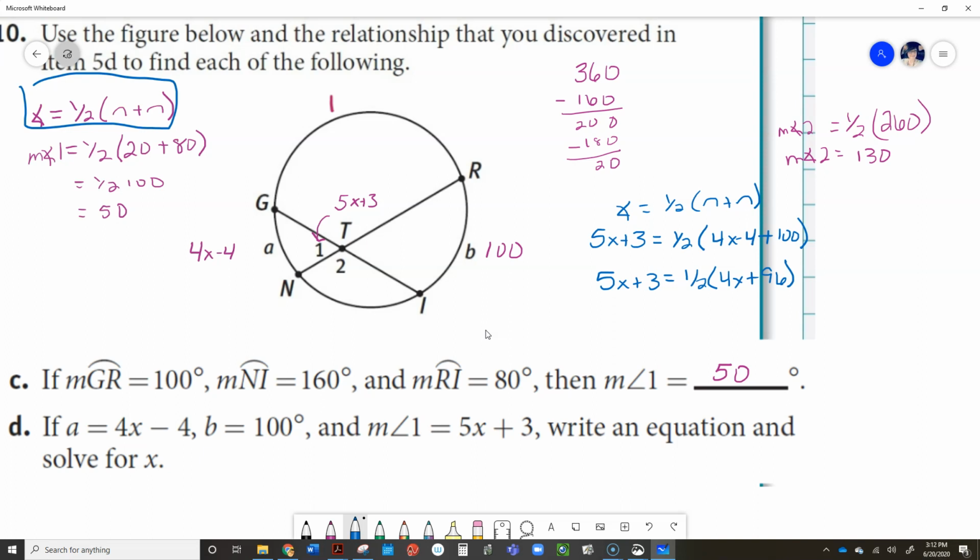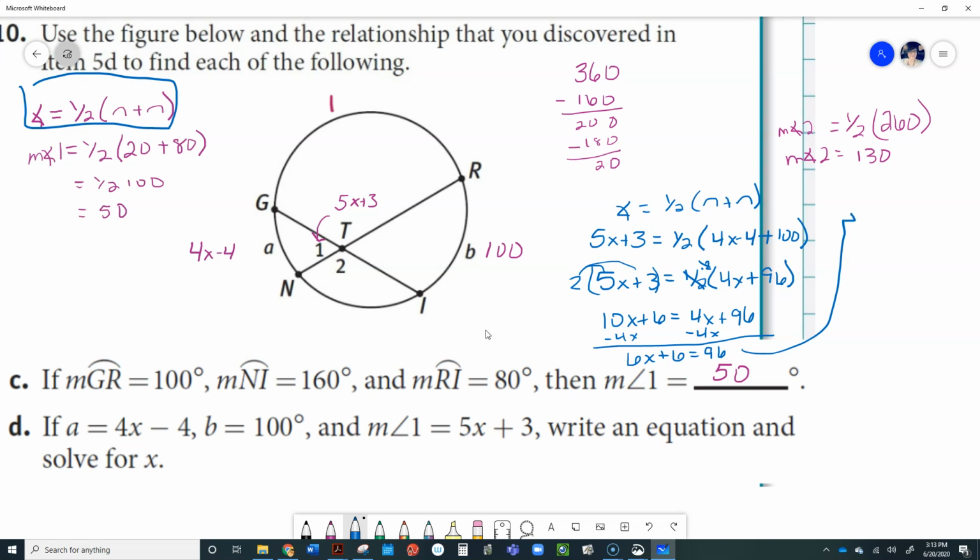All right, now I've got two choices. I can either distribute the 1/2 or I can multiply both sides by 2. Again, I would rather multiply both sides by 2, but that's just me. You can easily distribute the 1/2 and get the same problem. Multiply this side by 2, and the 2 and the 1/2 cancel out. Multiply this side by 2, you have to distribute. So that gives me 10x plus 6 is equal to 4x plus 96. I'm going to get the x's on the left-hand side, so I'm going to subtract 4x from both sides.